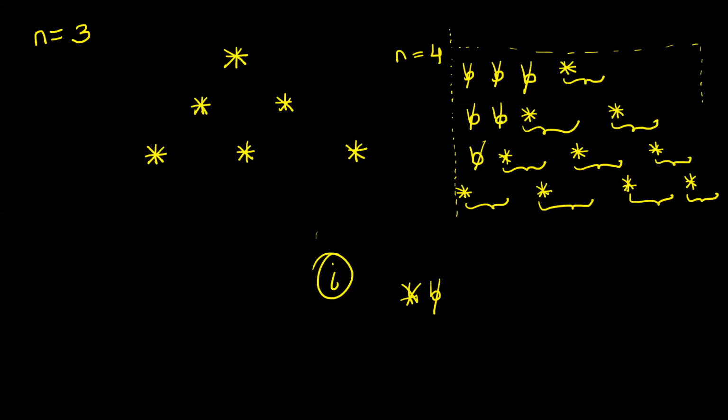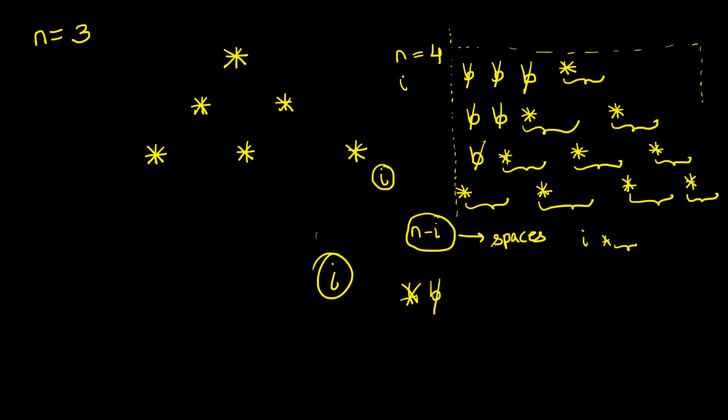In line number 2, you have 2 spaces. In line number 1, you have 3 spaces. So can I say in line number i, you have n minus i spaces? Do you all agree with me? In line number i, you have n minus i spaces followed by i times star space pattern. Do you all agree? That is the pattern.